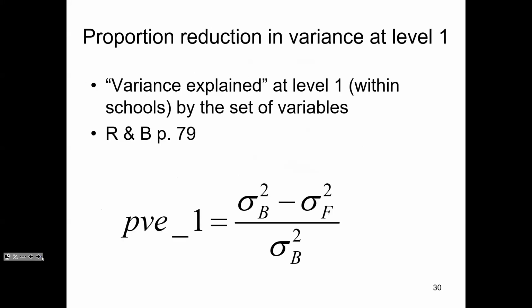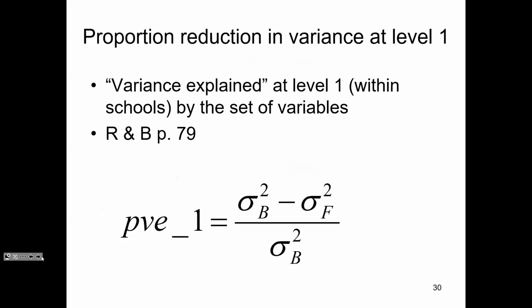By the way, you can see that I like the way my B's and F's are here as compared to what I had on the R Markdown file. So we're going to take the sigma squared from the baseline model minus the sigma squared for the fitted model. We're always going to take the sigma squared from the simpler model minus the sigma squared for the model that has additional predictors in it, divided by the sigma squared for that simpler model.